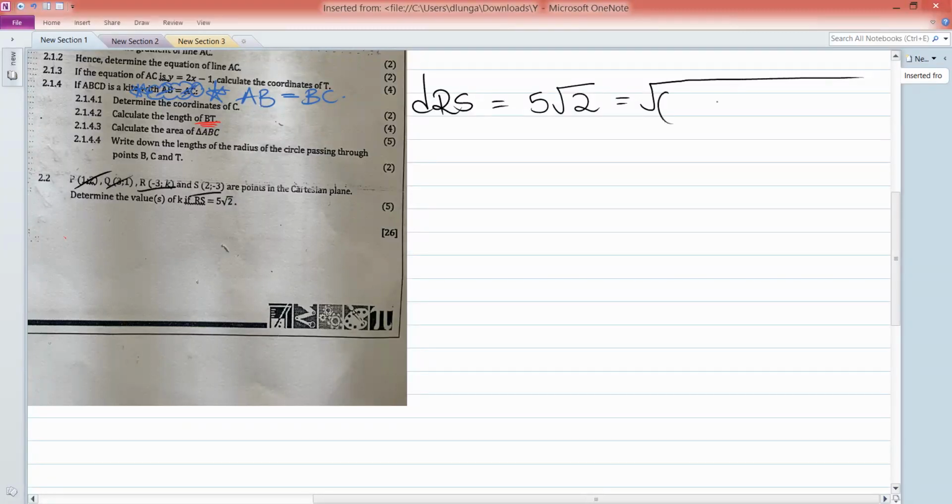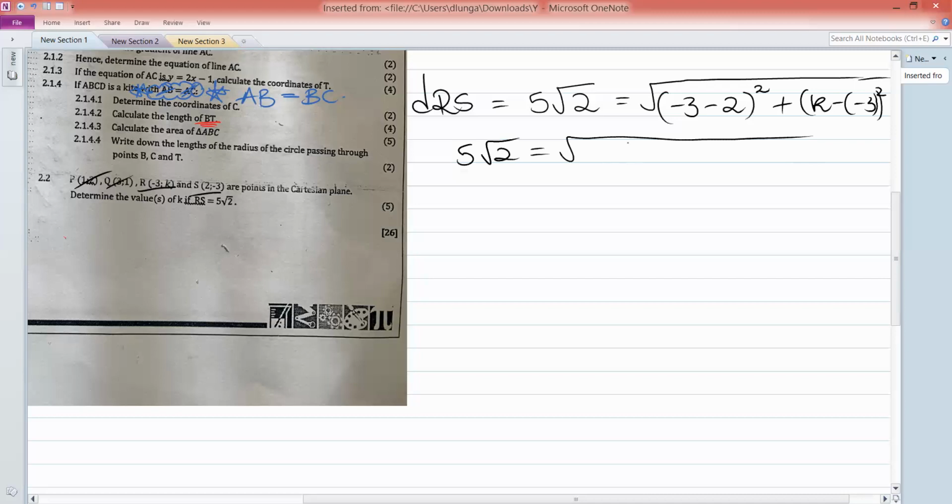Okay, so x1 minus x2. Take your -3 minus 2. That's the first thing you're plugging in. And then the second, the y values. That's your K minus your -3. And you square that. Okay, 5√2 is equal to that.